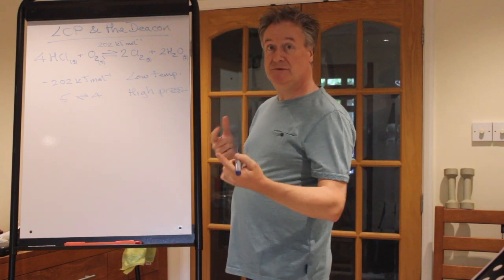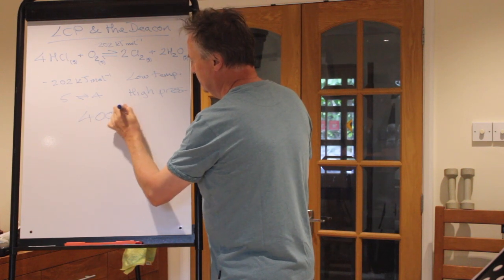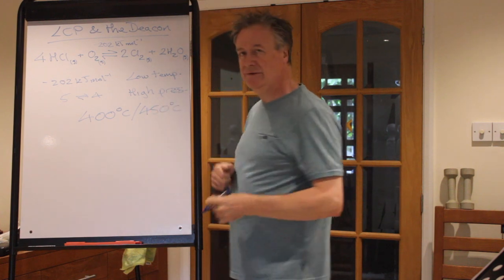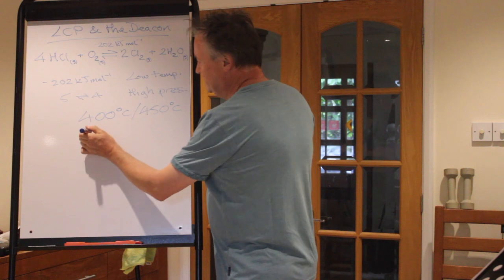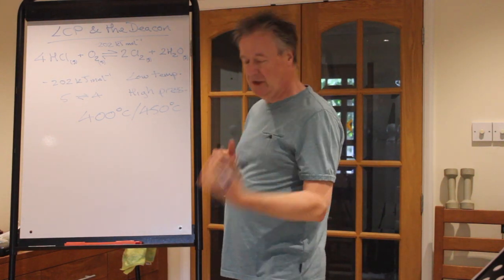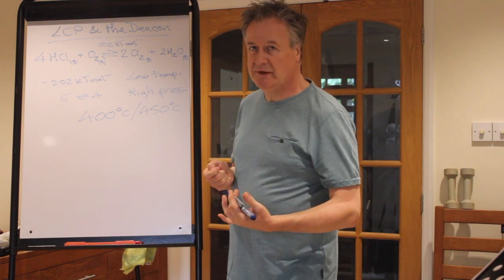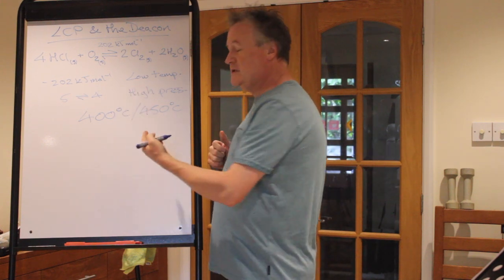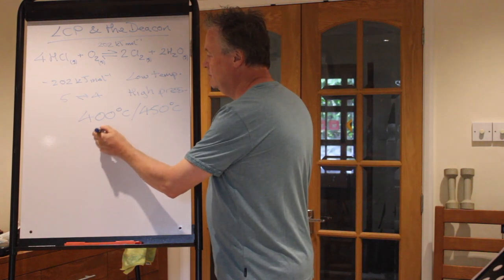Initially, in terms of what the Deacon process was, they ran it at somewhere in that area of temperature to speed the whole thing up. And it was done with an elevated temperature because otherwise you think you don't make enough chlorine to make it worthwhile. Pressure wise, not massively high pressure, I call it moderate pressure.